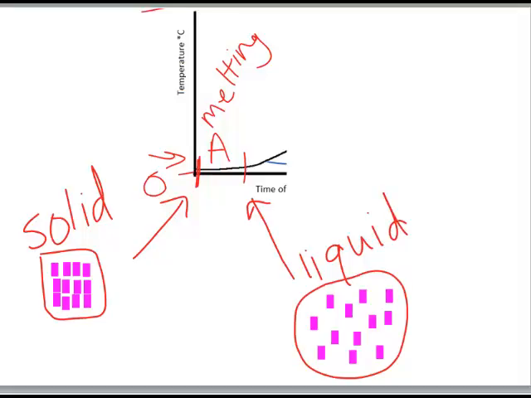The energy that we added during this part of the graph was being used to break the connection between the particles. So they go from being close together to this state over here where they're farther apart. So we go from a solid to a liquid.